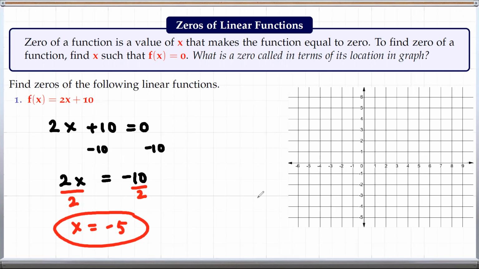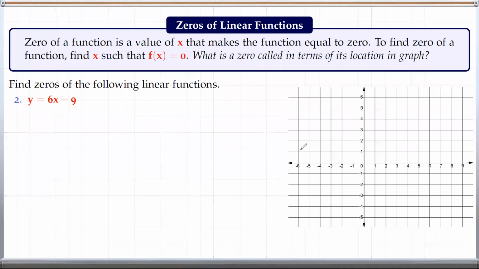Let's plot this zero in the graph. X equals negative 5 is right here. And if you want to graph this equation, we need one more point. When x is zero, f of x is 10. That point is somewhere up here. It's not on the given graph. So let's try to find what y value would be when x is negative 3. When x is negative 3, y would be 2 times negative 3, which is negative 6 plus 10. So 4. So the graph must go through this point over here. Then we can quickly draw the graph of this function. It must look like this. All right, so let's look at the next example.